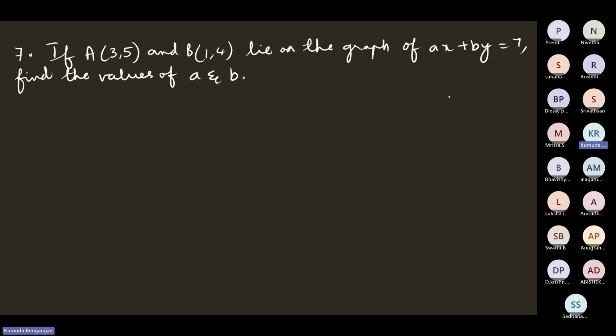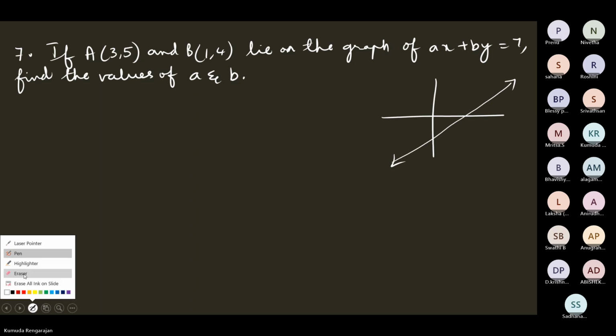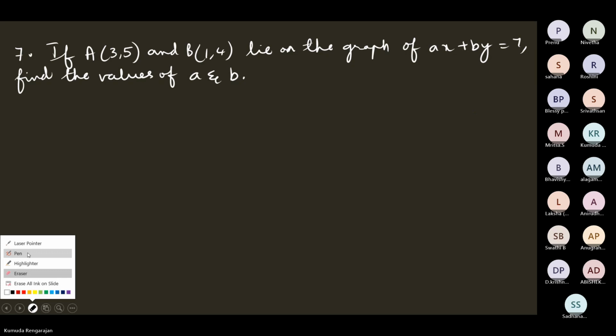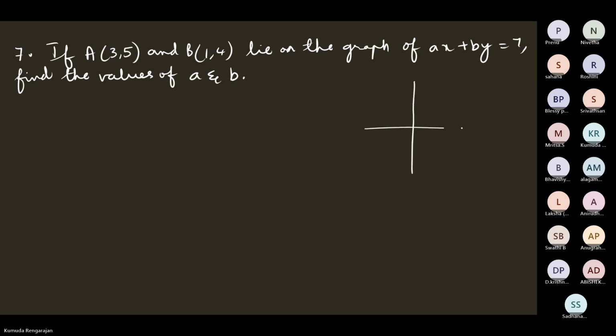So there's a line ax plus by is equal to 7. Okay. So say this is that line, which passes through the points 3, 5 somewhere here and 1, 4. So like this. Okay.